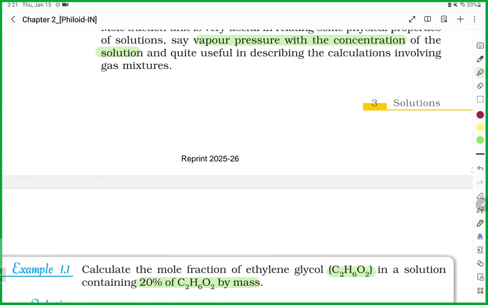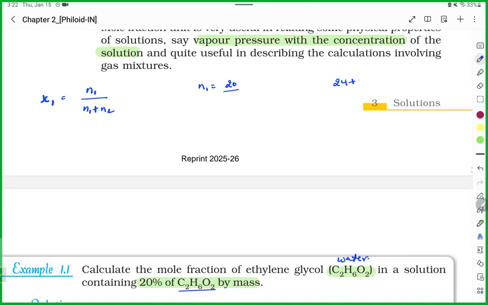C2H6O2. Okay. So first calculate the molar mass, because in the case of mole fraction, if you calculate for a given substance, it is the number of moles divided by the total number of moles. It means first you have to calculate the moles of this C2H6O2. If the solvent name is not given, you always consider water. Okay, water. So what is the mass of the C2H6O2? 20 gram. 20 gram divided by the molar mass of C2H6O2.